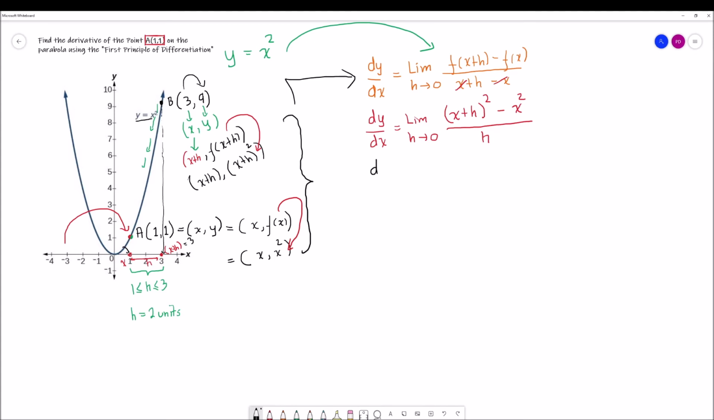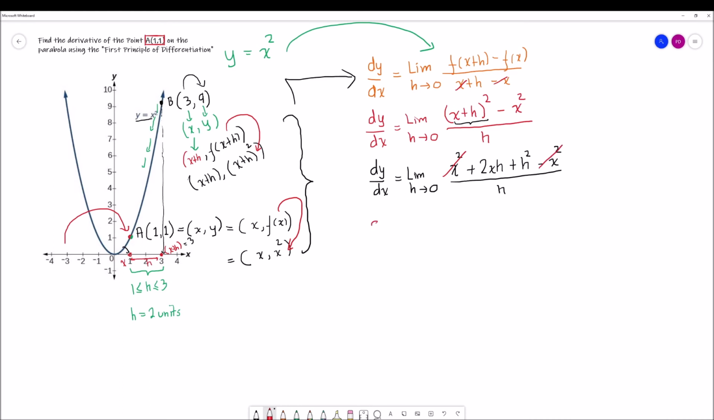Next step, derivative of y with respect to x is equal to limit h approaching 0. I'm so sorry for my horrible handwriting. I know. I'm so sorry. What will happen if we expand x plus h whole square? It will be x square plus 2xh plus h square minus x square divided by h. So we can easily cancel out this positive x square and negative x square.